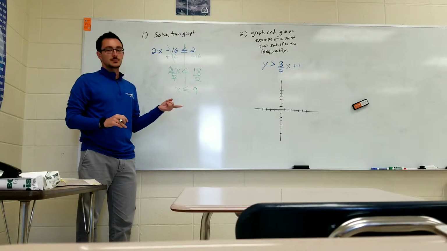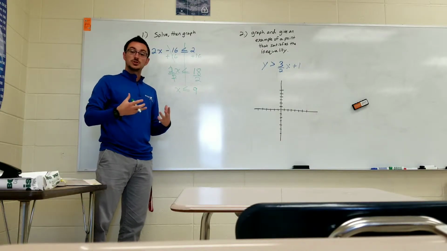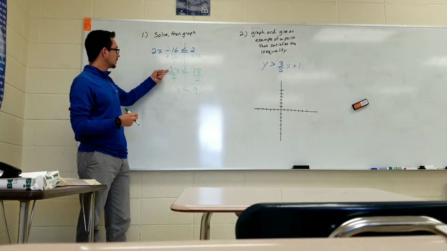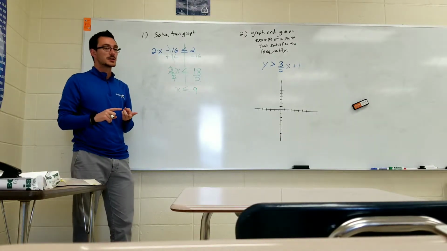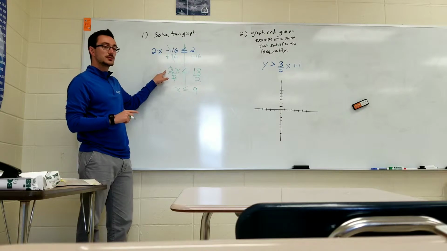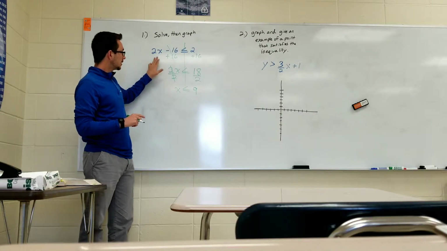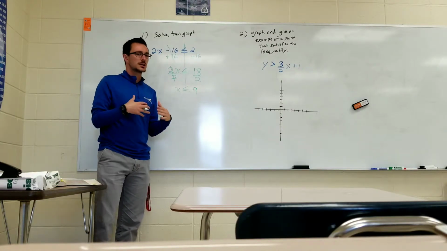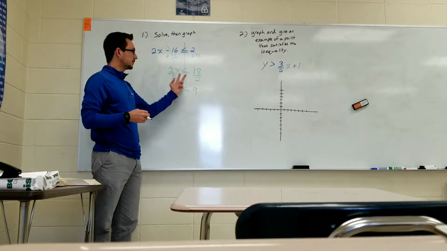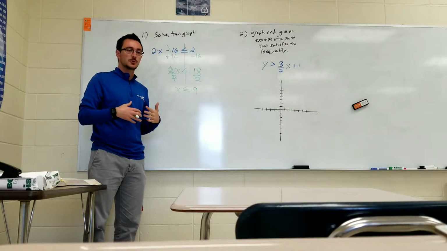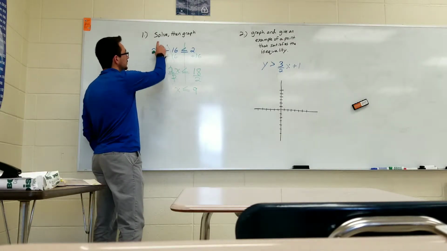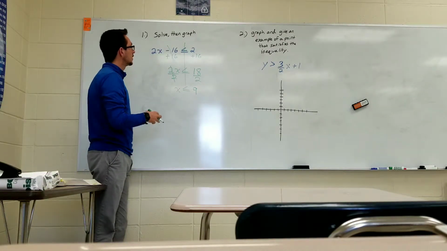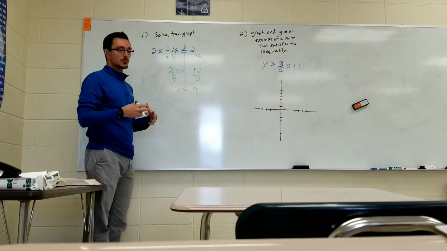The one thing that I mentioned that it could change, if we were getting x by itself by multiplying or dividing by a negative number, so say this was a -2 instead, when that operation happens or when that undoing happens, this symbol gets flipped around to kind of compensate for a sign change. Now that we have this, we've done the first part of our question. We also want to graph.